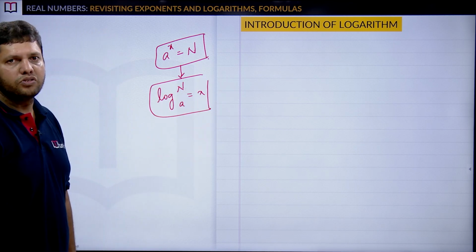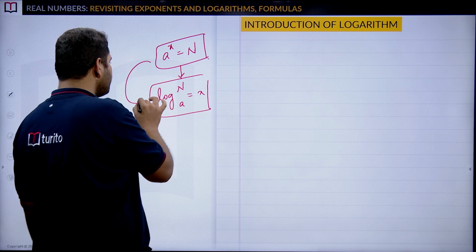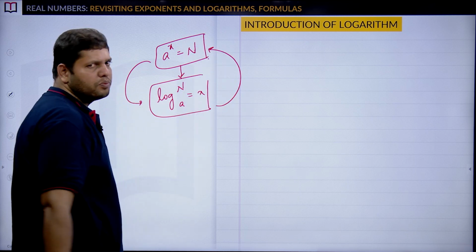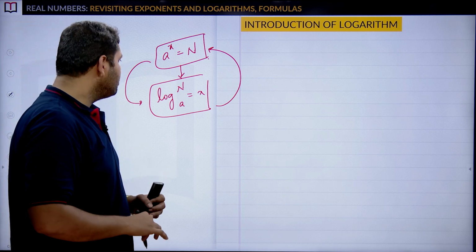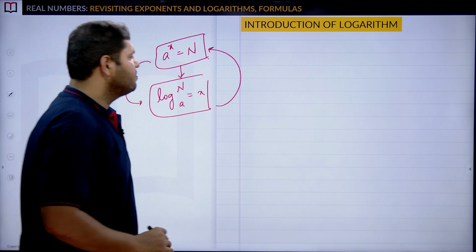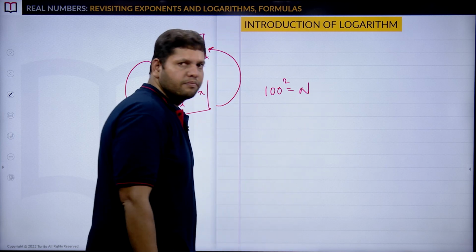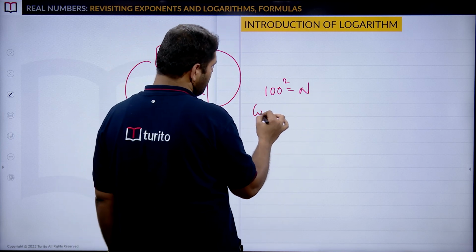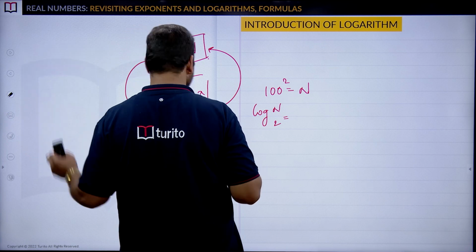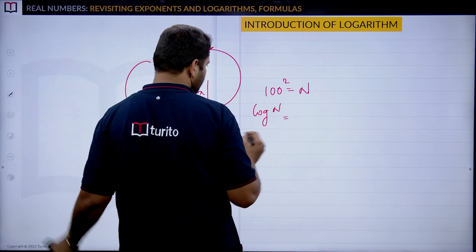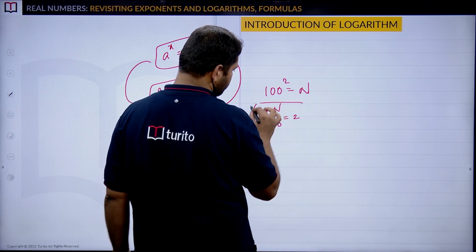So it is called the logarithm form. The same as exponential form, we can convert it to logarithm form, and logarithm form we can convert to exponential form. So logarithm form is also another way of expressing a bigger number, I can say. See what I am writing. 10 square is equal to n, say 100. So how can we write this, children? Log of n with base 10 is equal to 2.